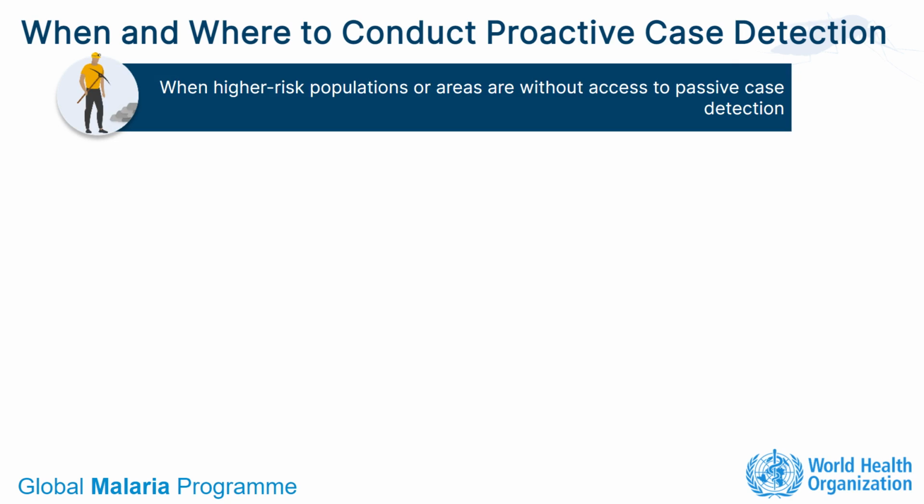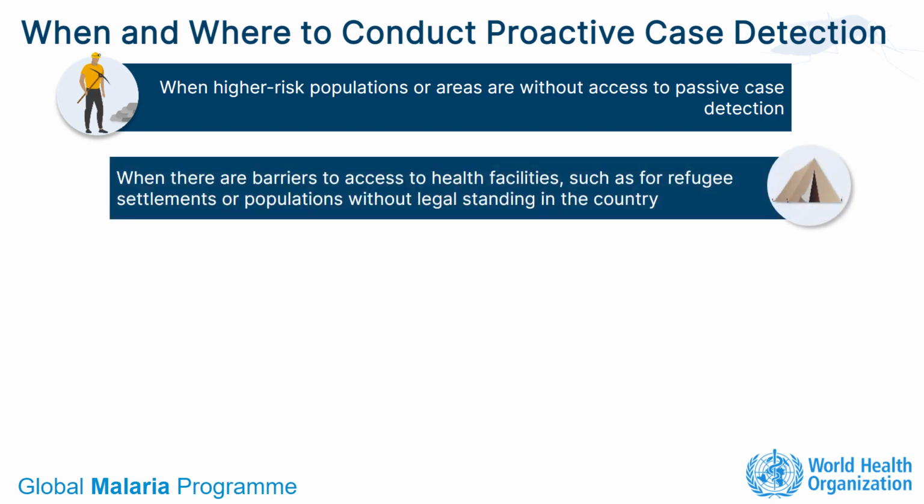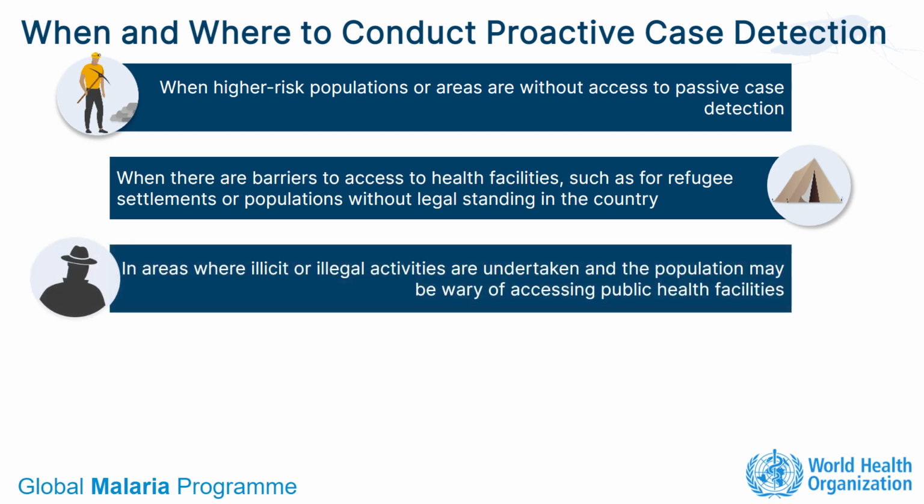In elimination settings, proactive case detection is important for detecting both symptomatic and asymptomatic cases in the community that are not detected by passive case detection. Proactive case detection could be useful in mining areas, for example, if there are no fixed health facilities, or for refugee camps or other populations without legal standing in the country.